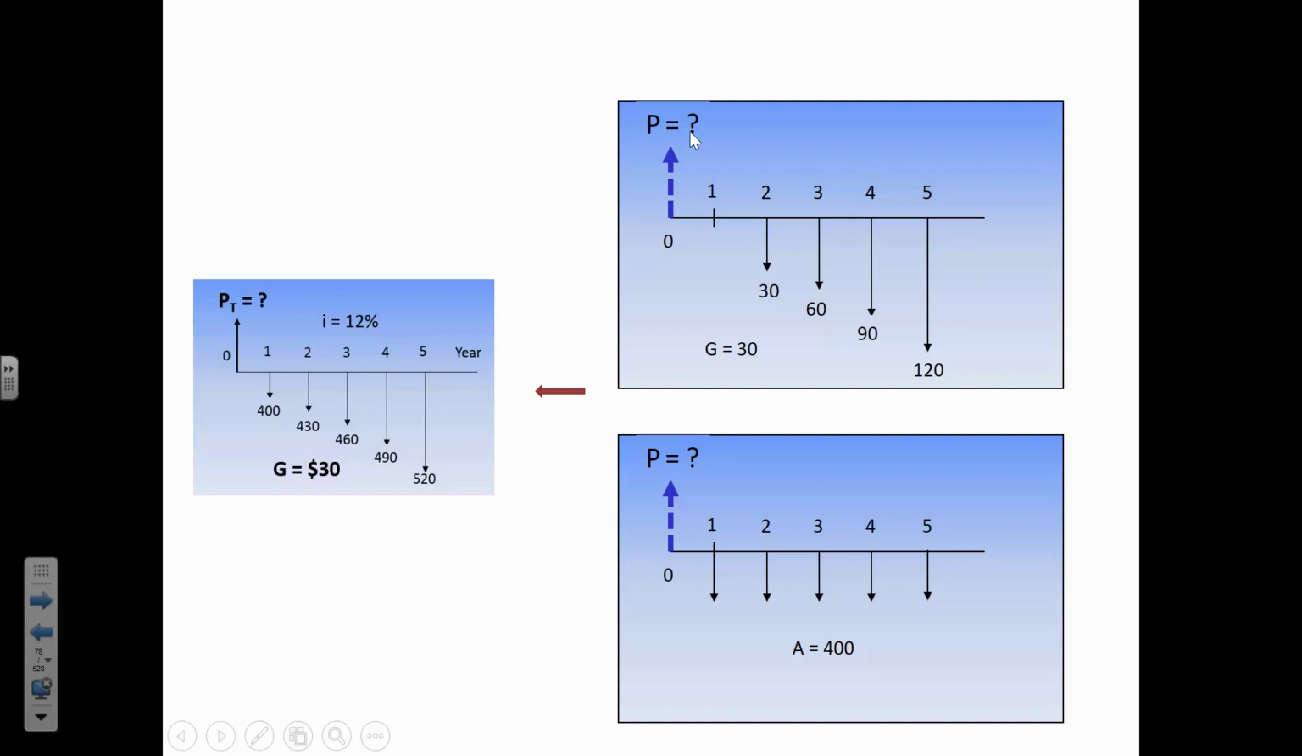And so that's what I've done here, is I've separated those two components out. So we have the gradient component where you're find P given G, and G is 30. And then the annual series component is find P given A, where A is 400. In that handout, I asked you to do it according to the equation method. Now, just in case you don't have the handout from Friday's class, I'll write both of the formulas here on the whiteboard. But what we're trying to do is find out what is P for the given G and the given A.